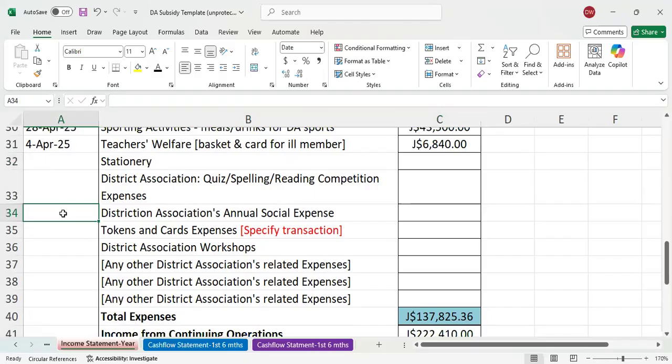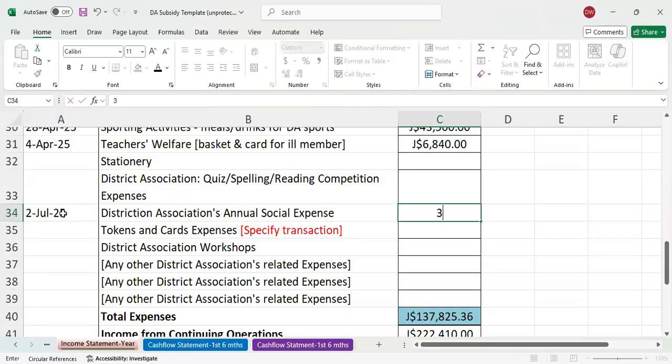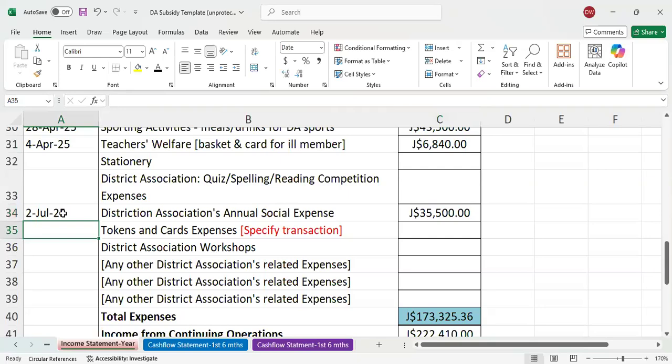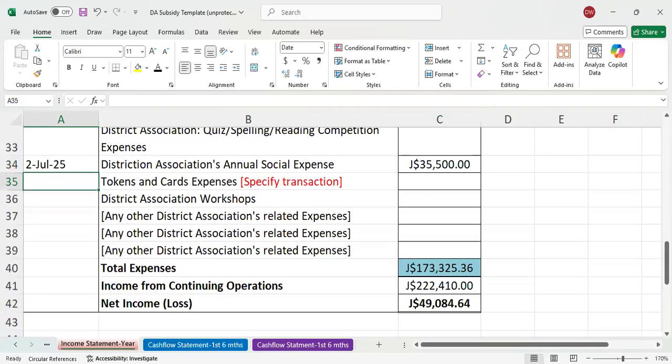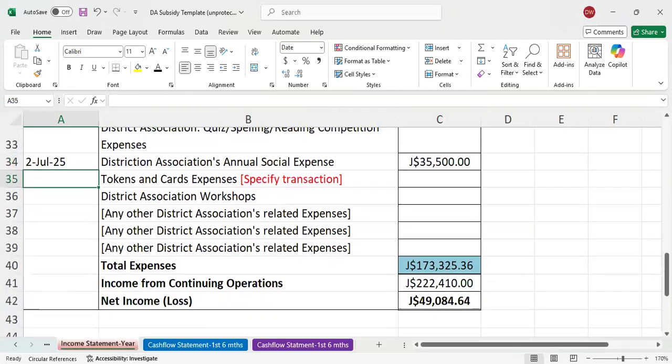And due to the request of the members on the 2nd of July, the District Association annual social expense came up to $35,500. Right? The District Association workshops didn't happen for this year.